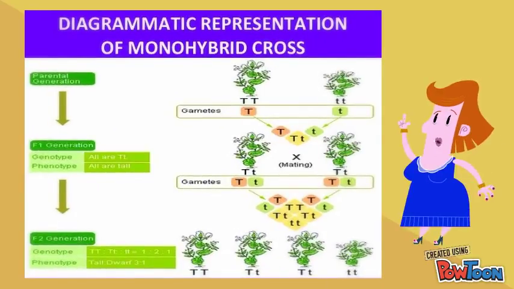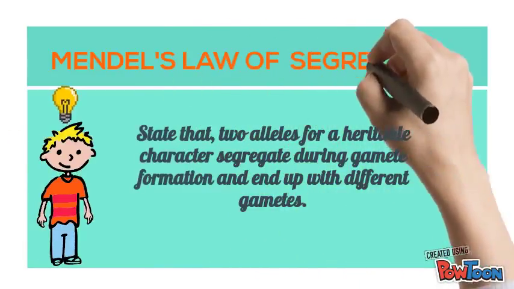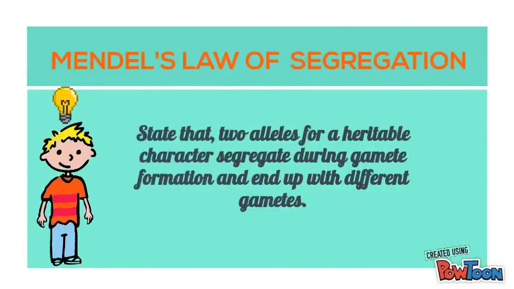This is the diagrammatic representation of a monohybrid cross. Mendel's law of segregation, also known as Mendel's first law. This law states that two alleles for a heritable character segregate during gamete formation and end up in different gametes.